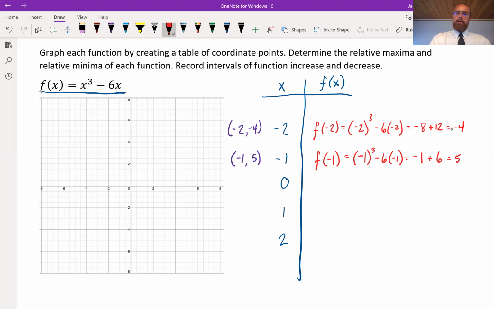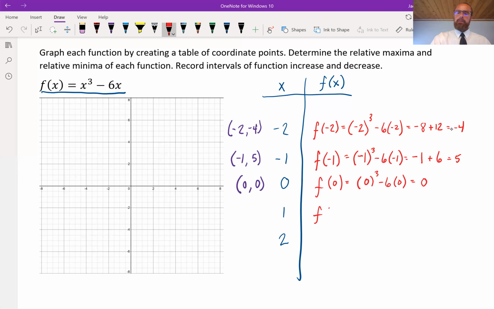At 0, f at 0. Now each term here has an x in it, so this is 0 cubed minus 6 times 0. And remember, anytime I multiply by 0, I get 0 back. So this is 0 minus 0, which is the point that we call the origin, 0, 0.